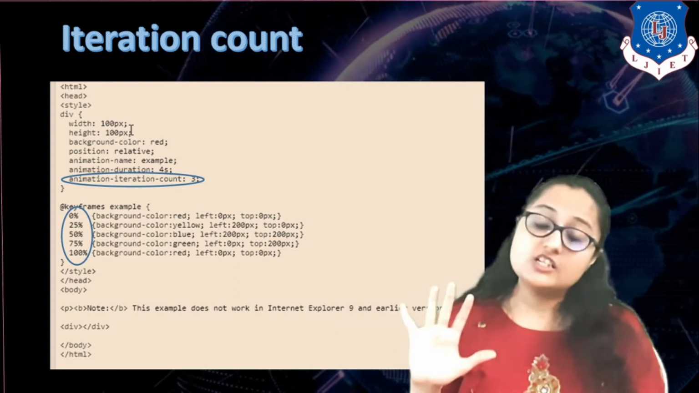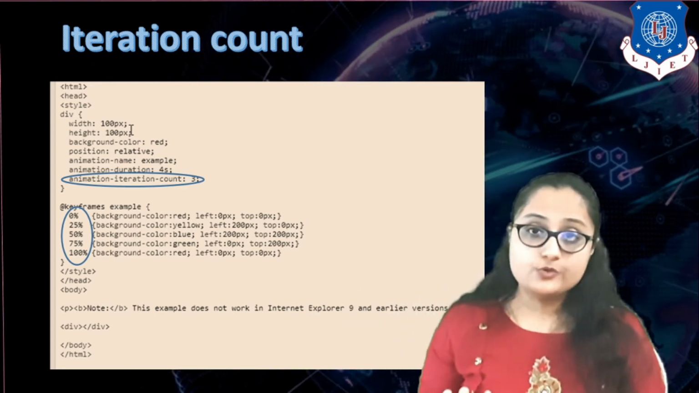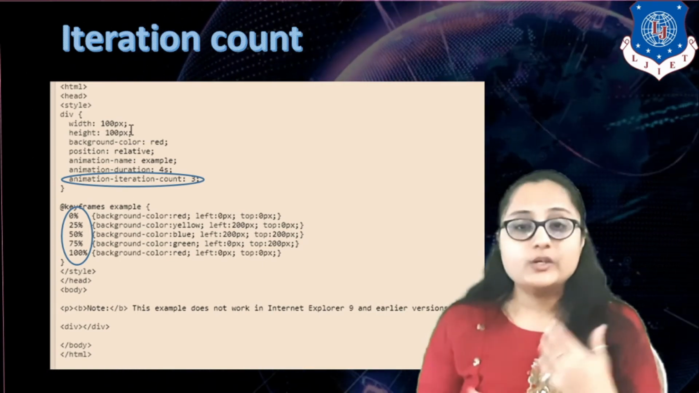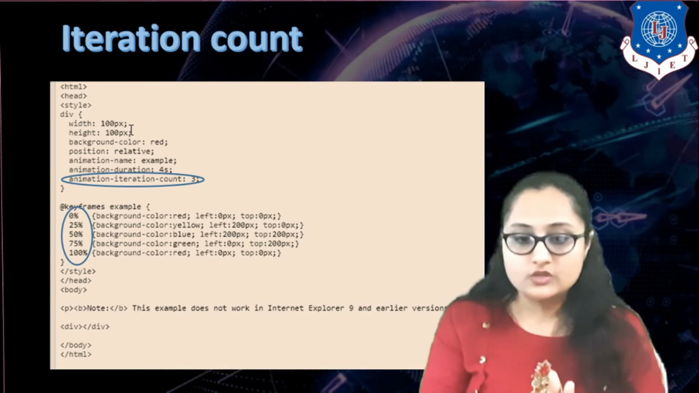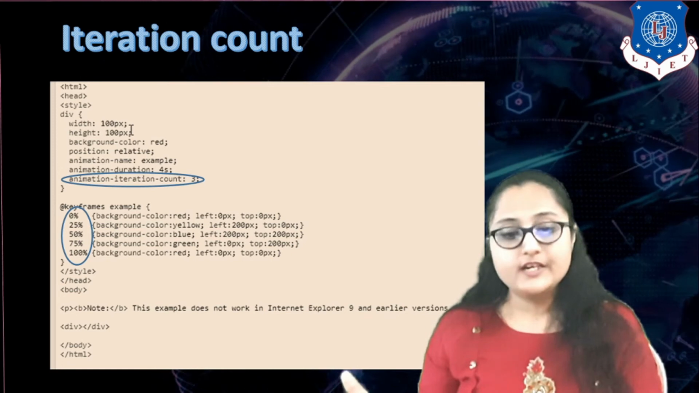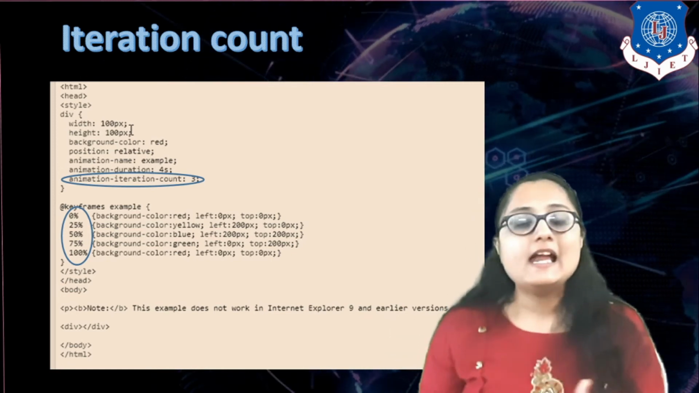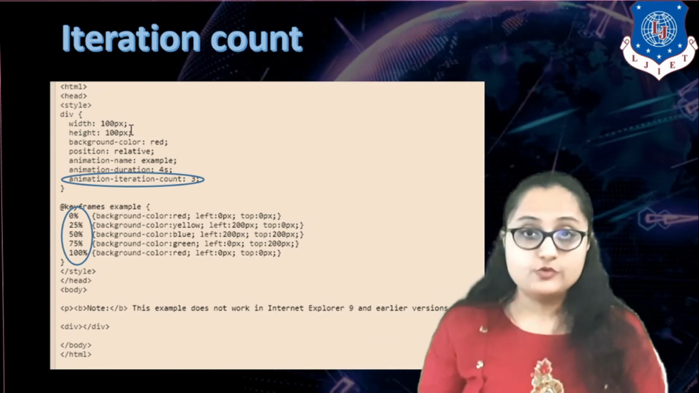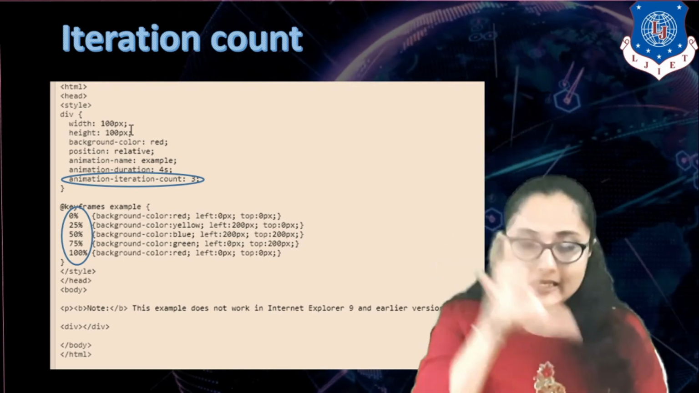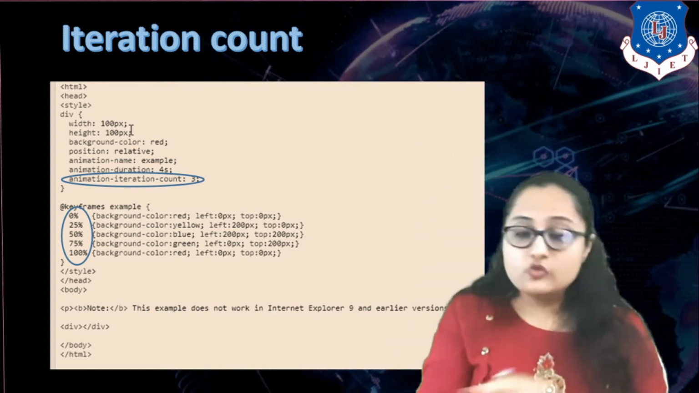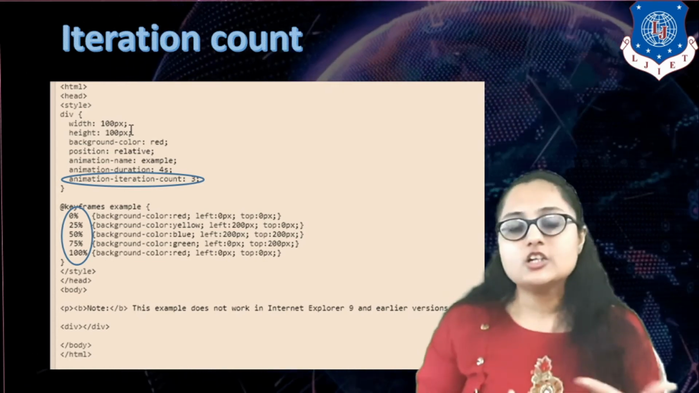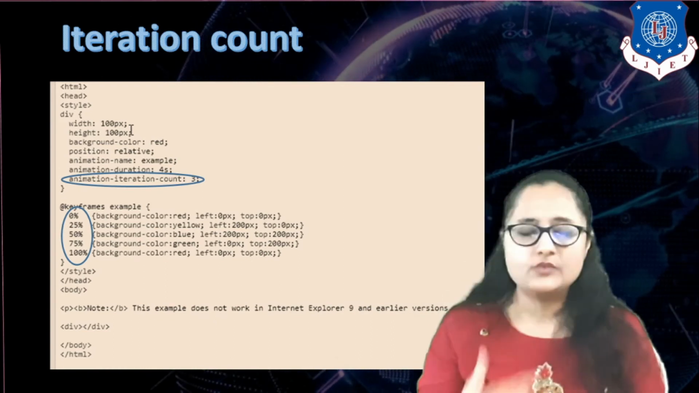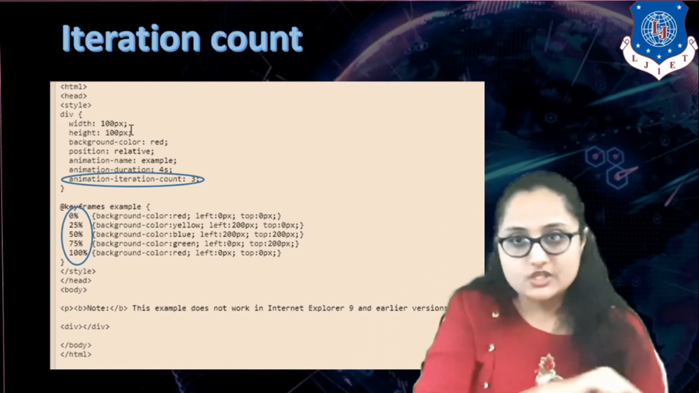Your duration will be divided into 5 portions, and at each moment it will be taking another value of CSS style. At 25% it will be taking another value, that is background color yellow, and your position is specified left 200 pixels, top 0 pixels, and similar for 50%, 75% and 100%. So you will be able to see in those 4 seconds that your element is moving, right? And how many times will it be moving? Because the iteration count is 3, you will be able to view it moving 3 times. It will be taking these positions at different durations 3 times.